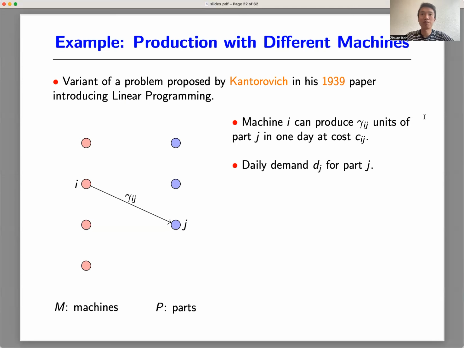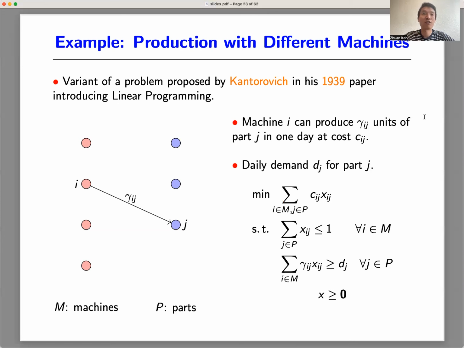And the problem is to devise a production schedule such that we produce the required demand for each part at minimum cost. This problem can be formulated as a minimum cost generalized flow problem on a bipartite graph as follows. We have the set of machines on one side and the set of parts on the other side. If machine i can produce part j, then we will add an arc from i to j, with the gain factor being the efficiency of the machine at producing that part.